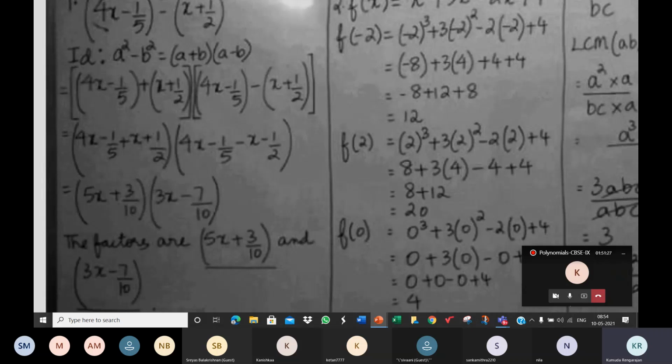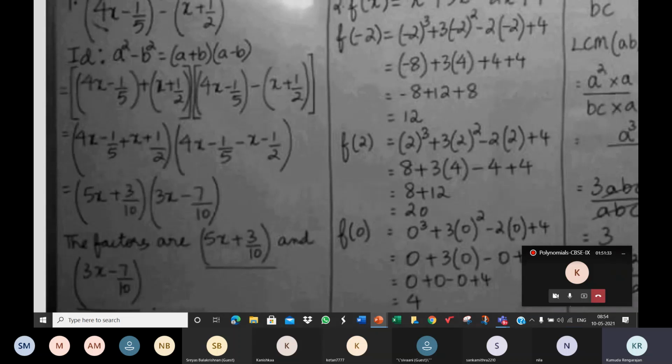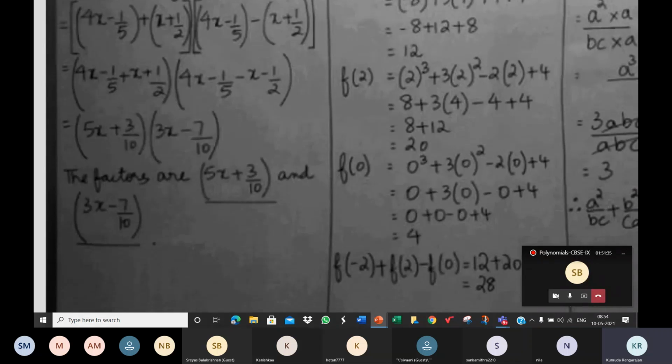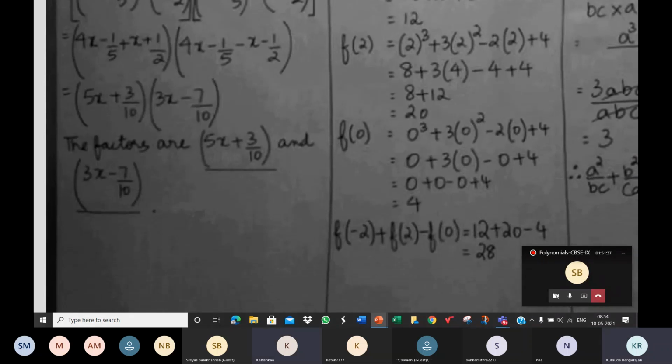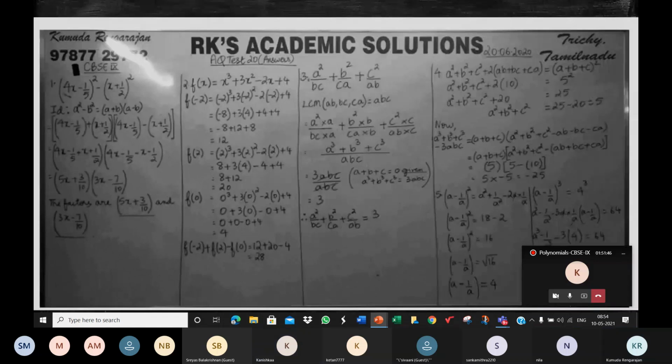So the second one, since the answer is visible, see children, is this right? F of minus 2 is 12, correct? Ma'am, I got the same answer. Yes, ma'am. And F of 2 is 20. Yes, ma'am. And F of 0 is 4. Yes, ma'am. And the answer is also right. I also got the same answer. Okay. Class? Same answer. Yeah.